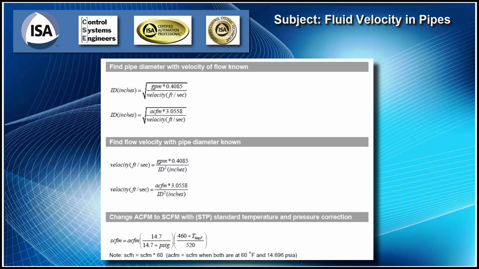So if we're looking for what's our pipe ID, there's our formula. If we're looking for what's its velocity, we also have the formula below. So our formulas are: find the pipe diameter with the velocity of a flow known, and find the flow velocity with the pipe diameter known. The book also has formulas to change standard cubic feet per minute into velocity and pipe ID.